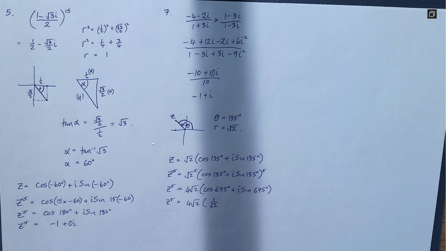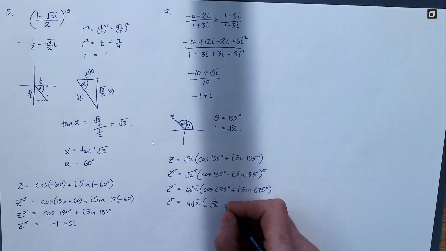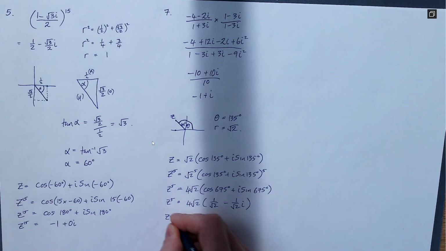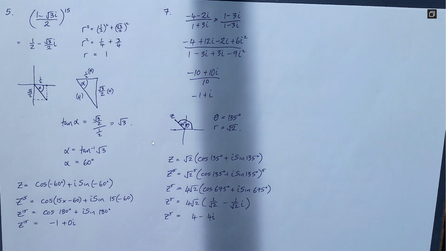And for the sine of 675, we also get 1 over square root 2, with a minus sign. So 4 square root 2 times 1 over square root 2 gives 4, so we get 4 minus 4i.